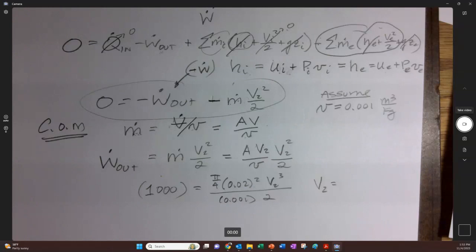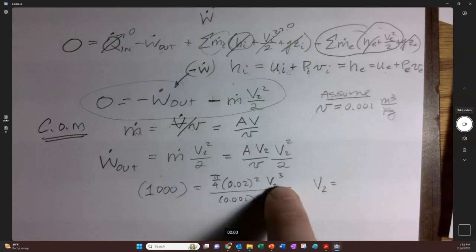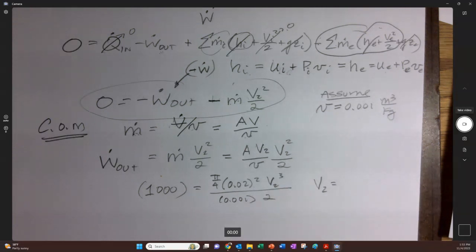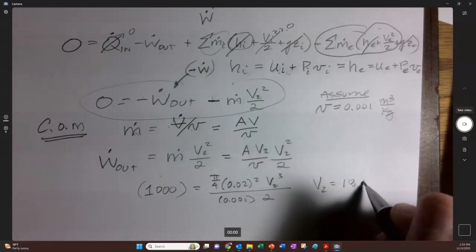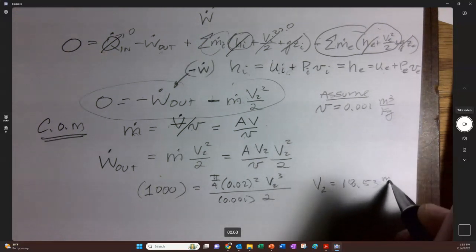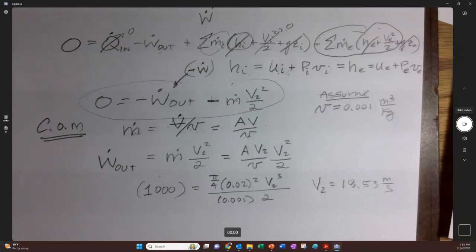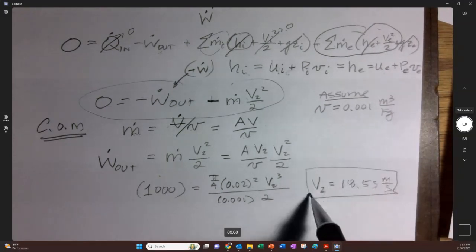I wouldn't call it too hard. I would just say that it wouldn't be a fair measure of your mastery of the material, in my opinion. But I've got to tell you, it probably would be asked by some professors. So we're going to take the cube root of that. And I get 18.53 meters per second, which is what we were told.